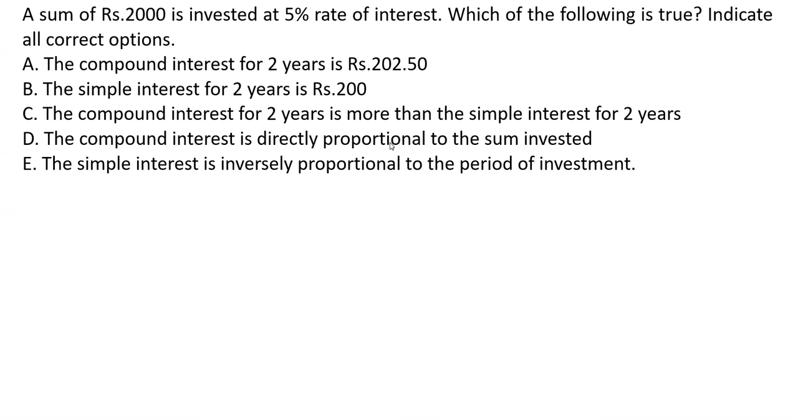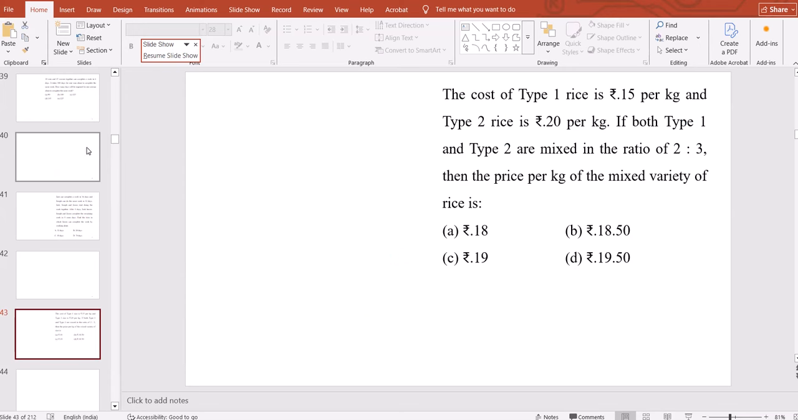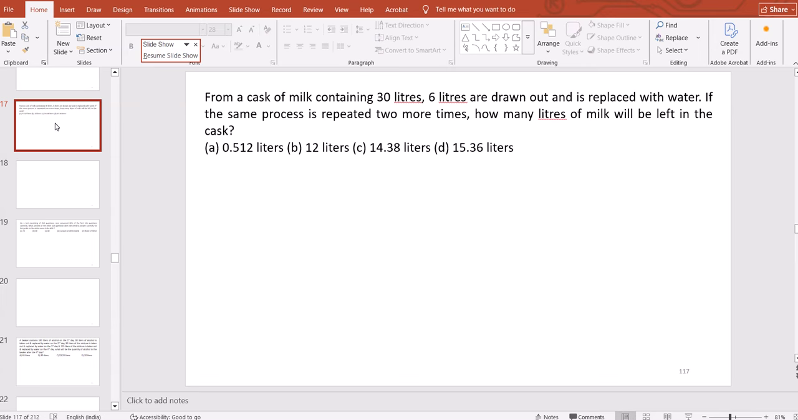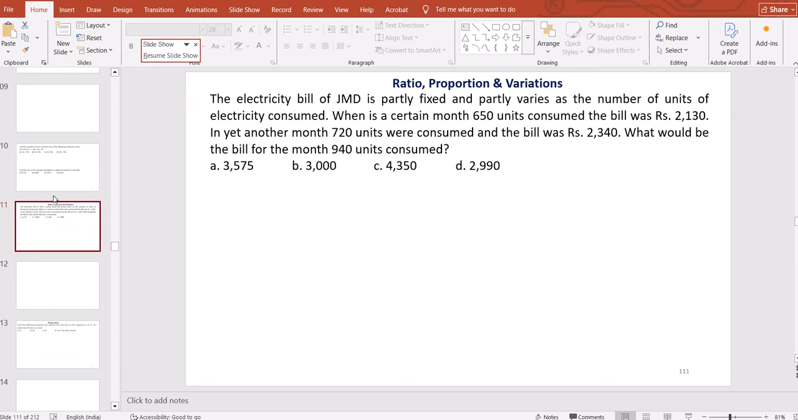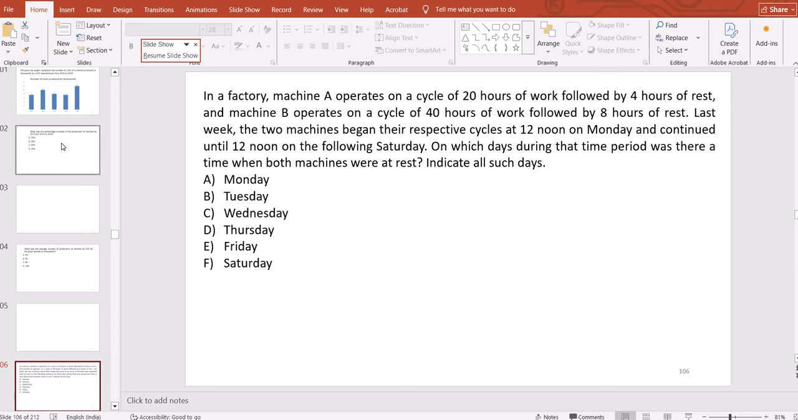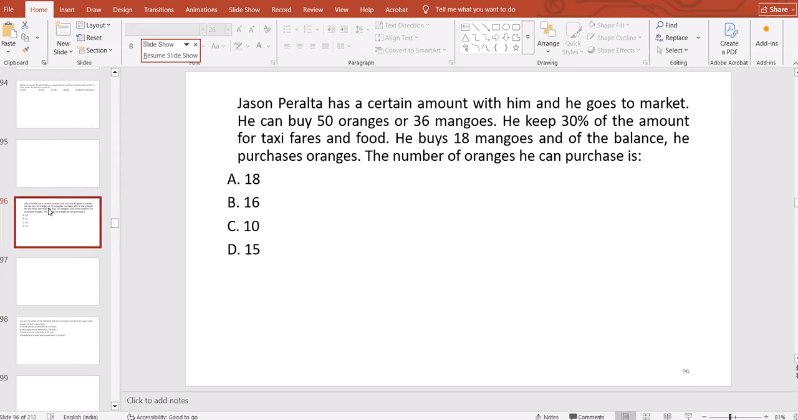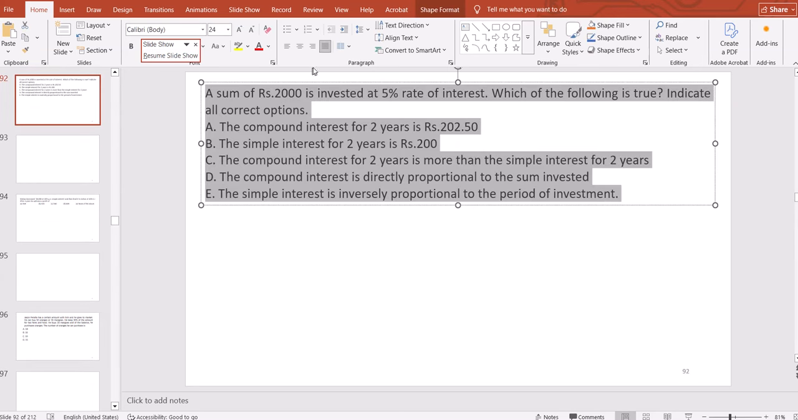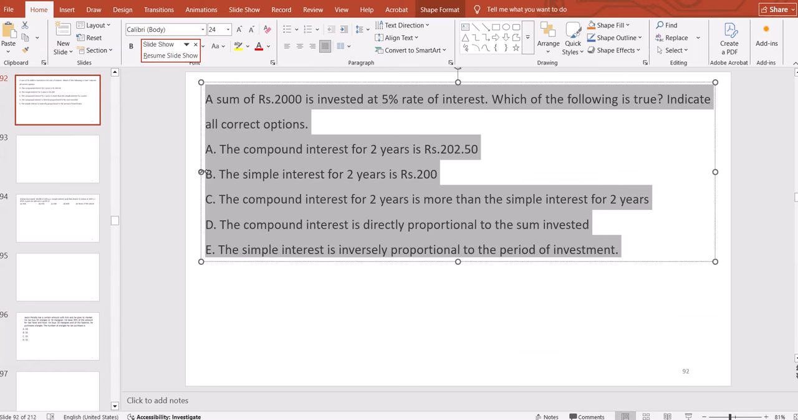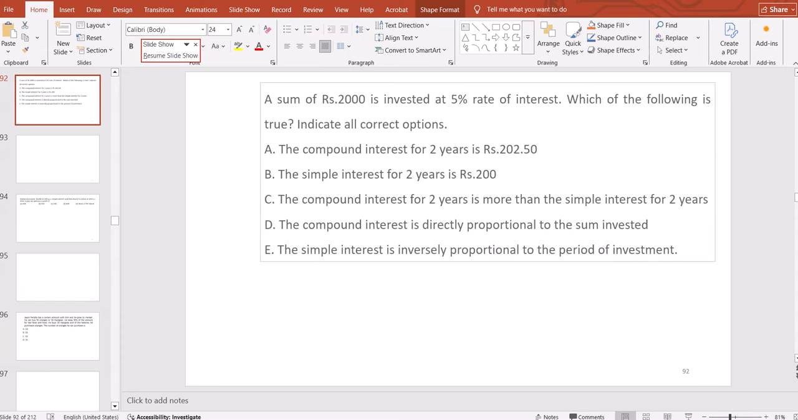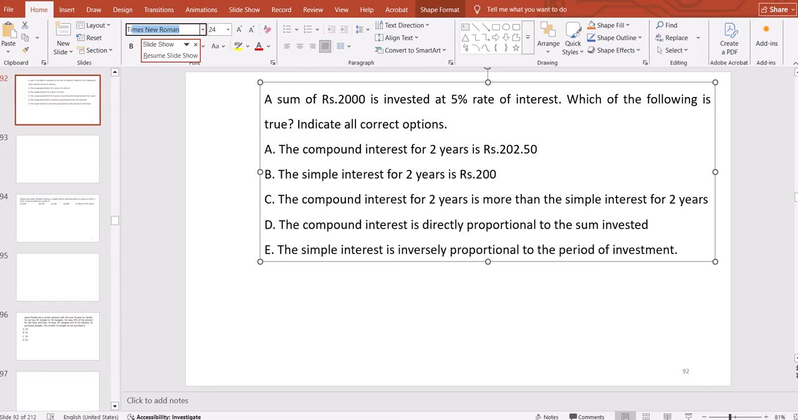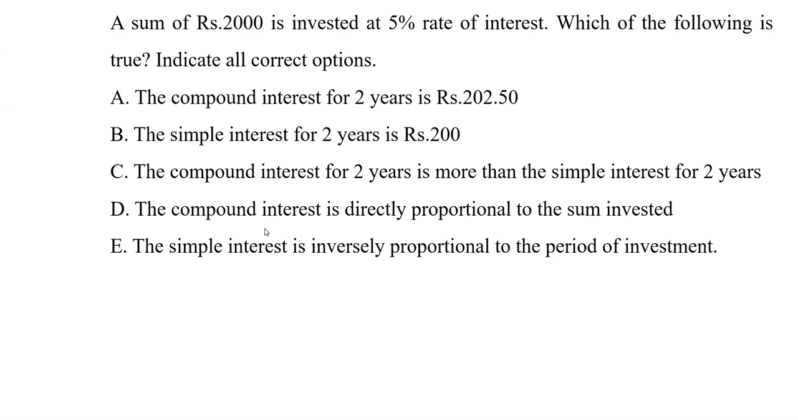Yeah, this might be a case. Yeah, this is a simple interest, compound interest question only. A sum of rupees 2000 is invested, right? So just see that question. I'm just trying to adjust the arrangement so that it will be better visible. Yeah, this question covers both simple interest and compound interest in one question. And here multiple answers are correct.